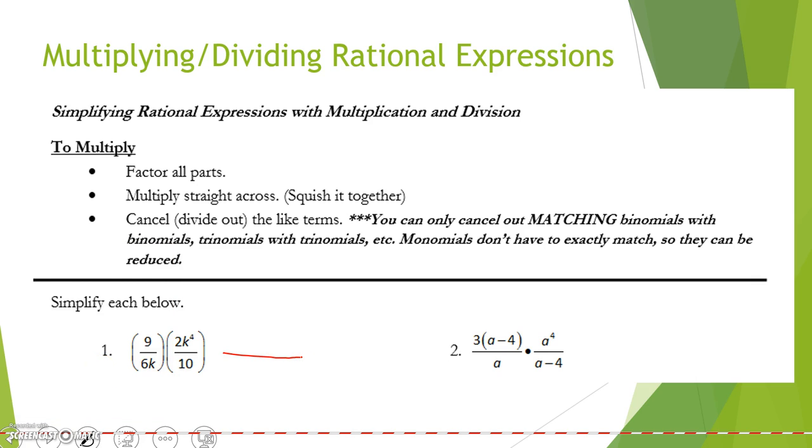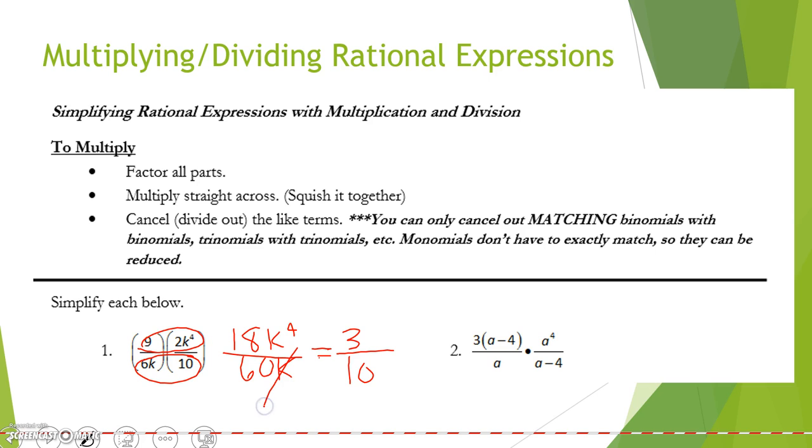So I'm just going to multiply the tops together. So 9 times 2k to the fourth is 18k to the fourth. And I'm going to multiply the bottoms together. 6k times 10 is 60k. All right, then I'm going to take my brain or my calculator, and I'm going to do 18 divided by 60. Math enter if you're doing your calculator, and you would get 3 over 10.